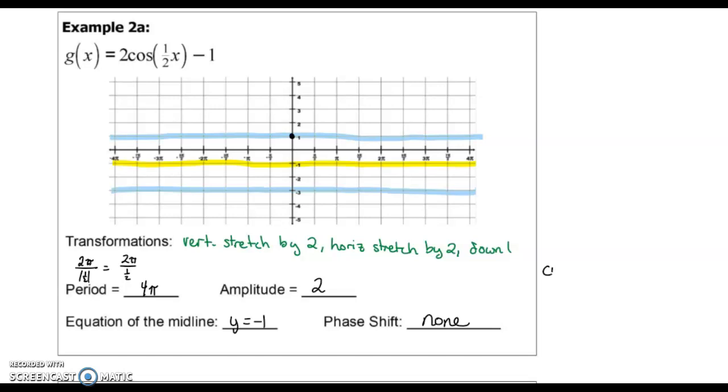I guess we better talk about our critical points real quick. Remember we take our period divided by 4. So we're going to have critical points every pi, because 4 pi divided by 4 is pi. That means we start up at 0, and then it's going to hit the midline at pi. It's going to hit its minimum at 2 pi, back to the midline at 3 pi, and the maximum at 4 pi. So this one's really stretched out. Then continue your pattern back here, hit the midline at -pi, minimum at -2 pi, back to the midline at -3 pi, and then -4 pi back up to the max. Now we're drawing our curve.